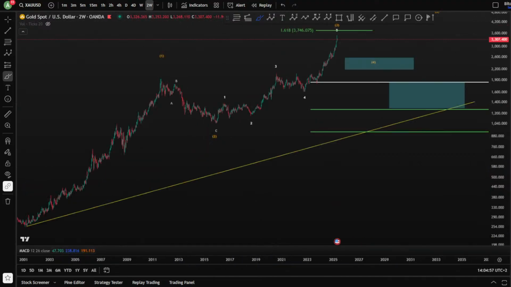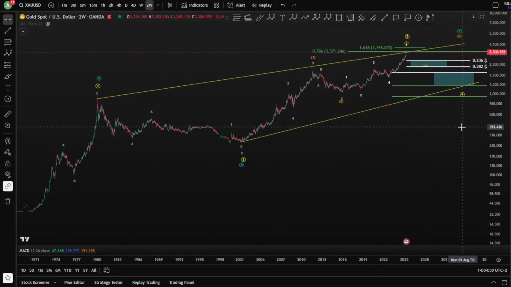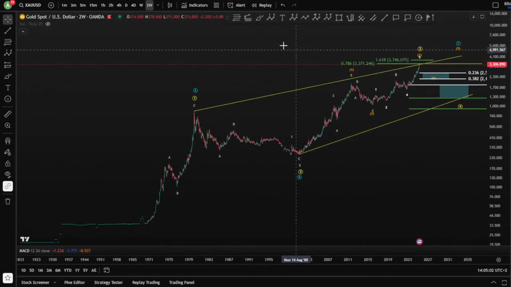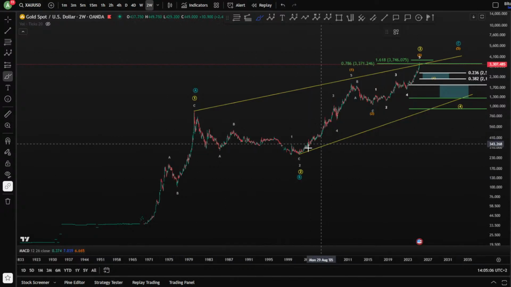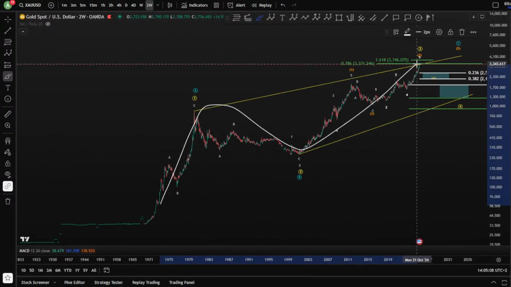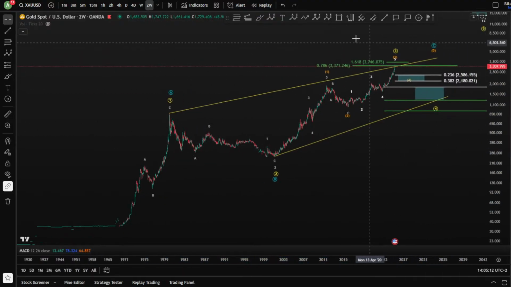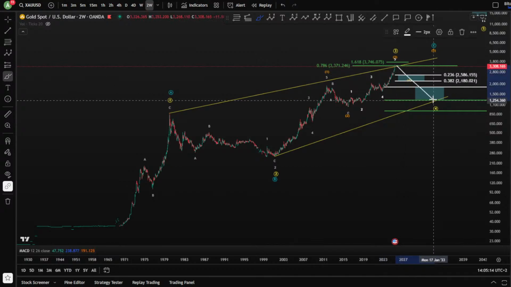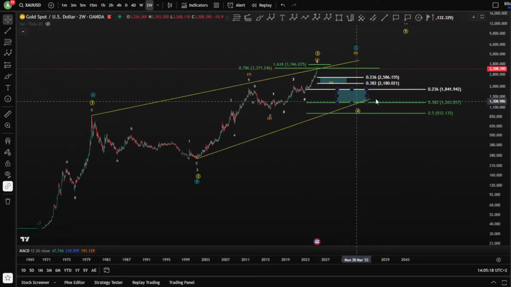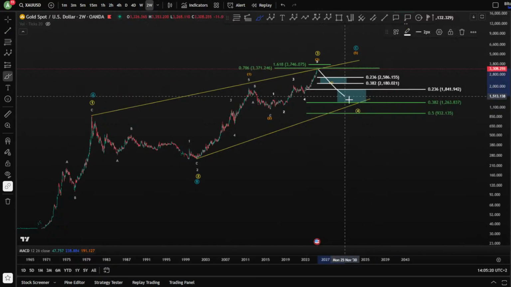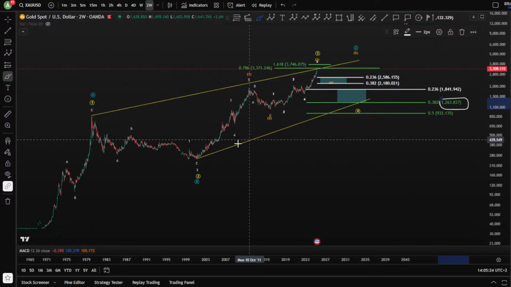All right, so let's see the gold. Basically for the gold, we have topped, as we mentioned. We have two scenarios. I'm not going to repeat it very deeply. So we have 1, 2, 3, 4, and a 5, a leading diagonal again, where you finished a wave 3 in a leading diagonal, and you're moving toward the wave 4. A very deep wave 4, by the way. This is a blue box of a leading diagonal wave 4 between 1,850 and 1,260.